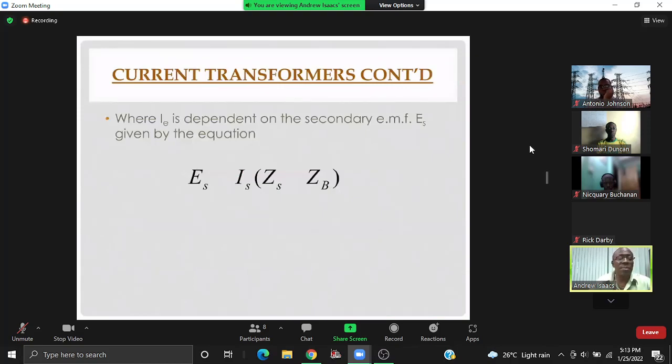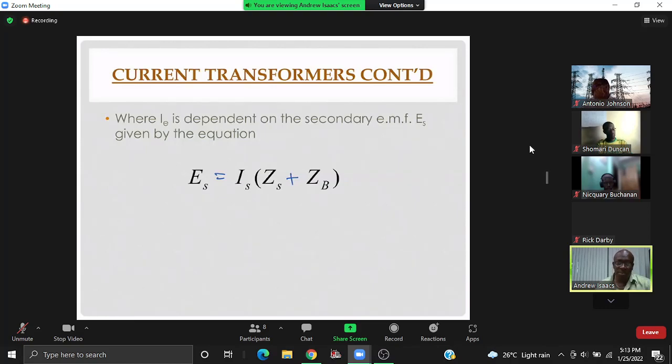So we have ES is equal to IS into ZS plus ZB. So the voltage across the secondary is dependent on what is happening in the excitation winding. Okay? And we pull all of this together in a few. You have looked at it before, but you know that we are forced to go into details. I'm sure it will make a lot more sense in a few minutes.